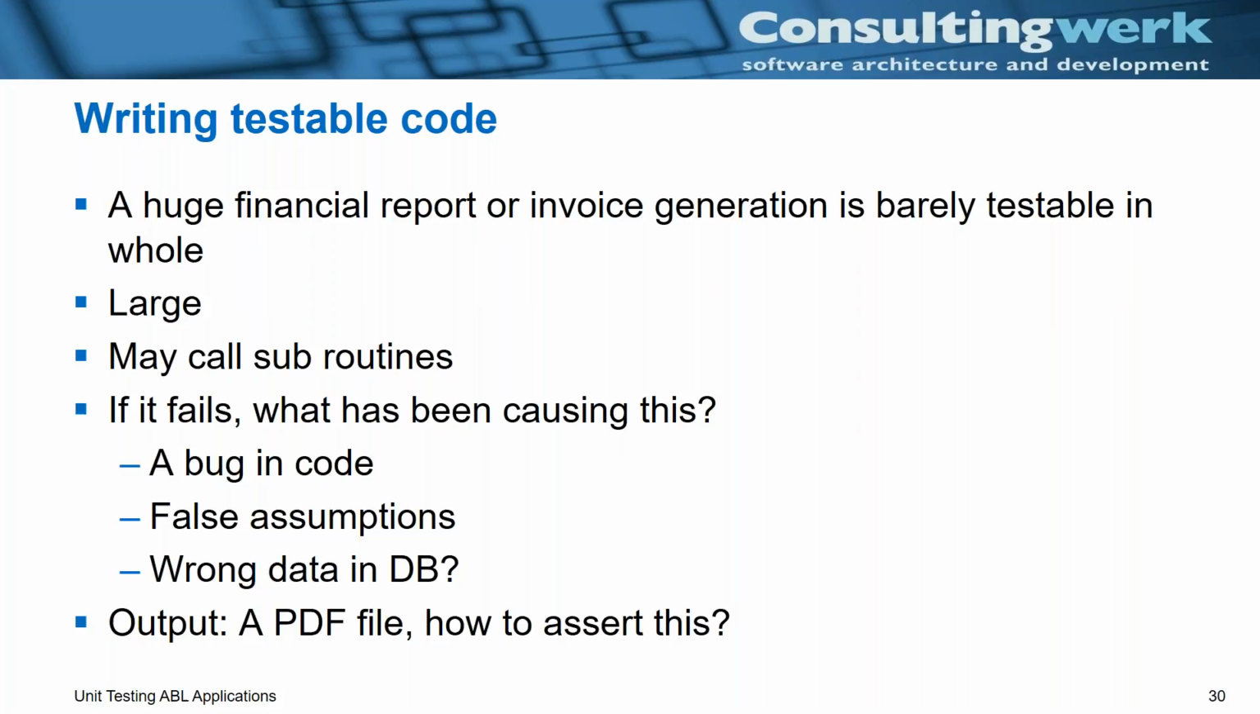So if we think about a huge financial report or invoice generation, those are typically barely testable in ABL. They may be large, they may call many subroutines, and when that fails, well, what is the cause? You may not know that. It may be a bug in your code. It may be that the numbers that the business analyst has given you as the outcome of this invoice were just wrong. His pocket calculator had a bug. You might have had wrong data in the DB.